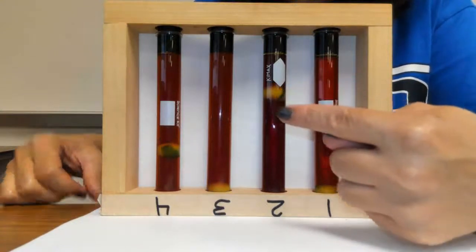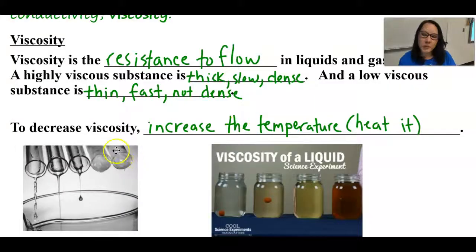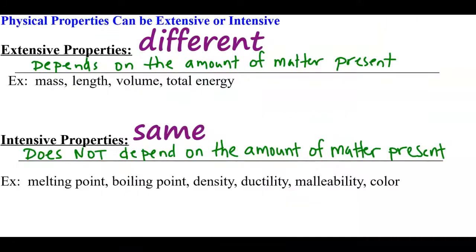High thickness, high viscosity. So if we look at the picture here, this one is going to be high thickness. So it's going to be the highest viscosity. Whereas this one over here looks like it's flowing the fastest, and so it's going to be a low thickness, so a low viscosity. Now we're going to focus on whether or not a physical property is extensive or intensive.